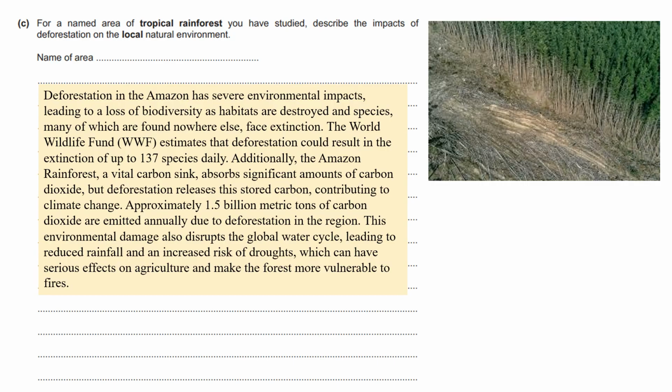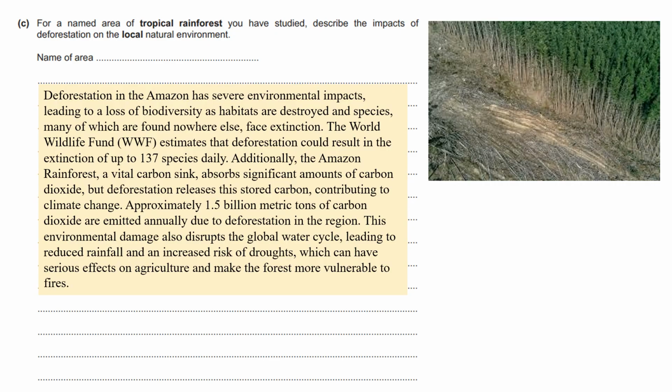Now, a place-specific reference, a statement relating to that area. The World Wildlife Fund estimates that deforestation could result in the extinction of up to 137 species daily. That is a further development of that point. Additionally, the Amazon rainforest is a vital carbon sink. So it absorbs a significant amount of carbon dioxide, but deforestation releases this carbon store, contributing to climate change. That's another 2 marks. Normally, that's another point. Now, approximately 1.5 billion metric tons of carbon dioxide are emitted annually due to deforestation in the region.